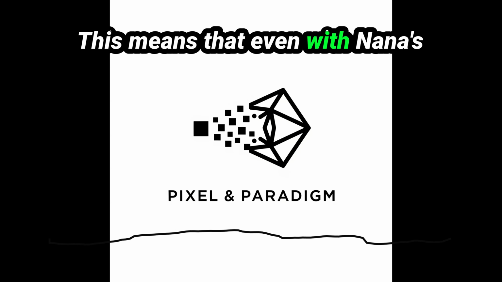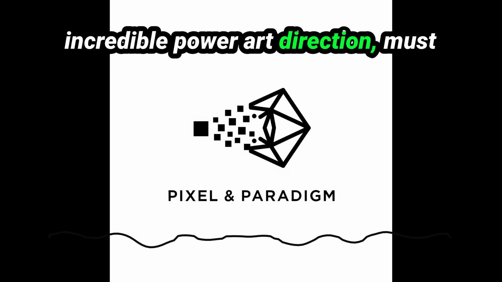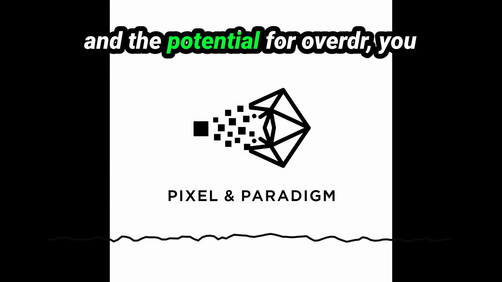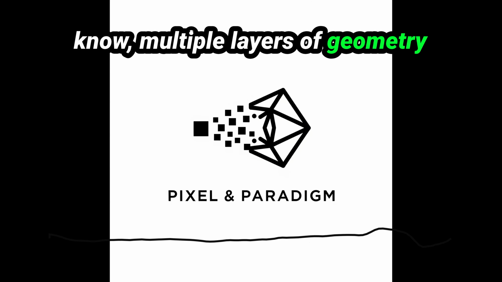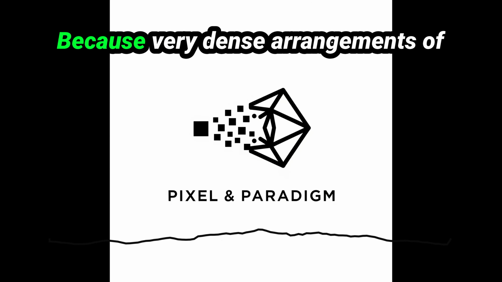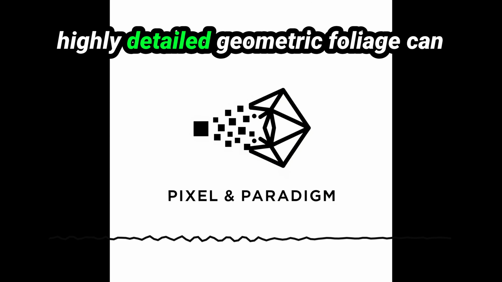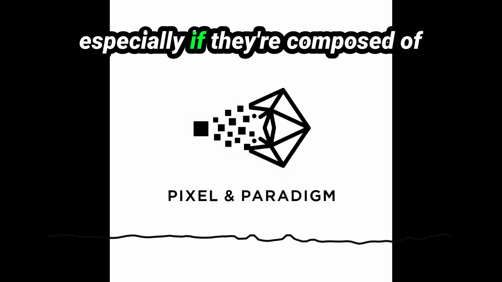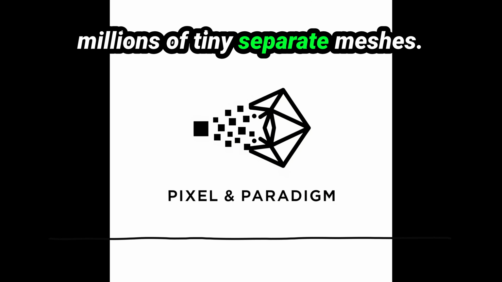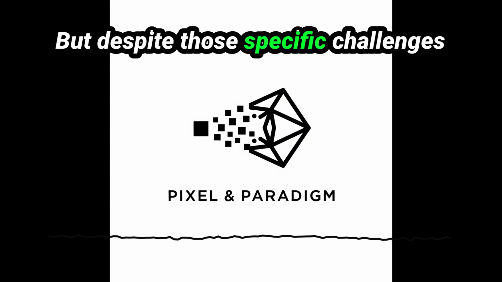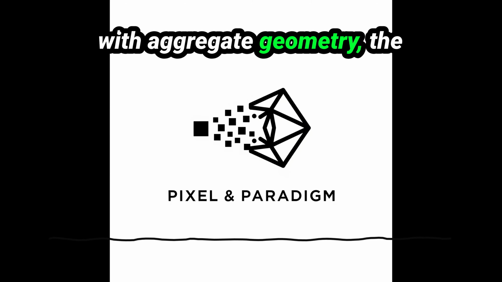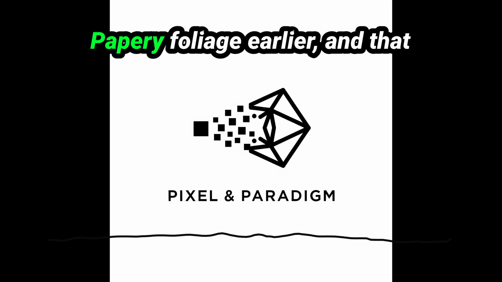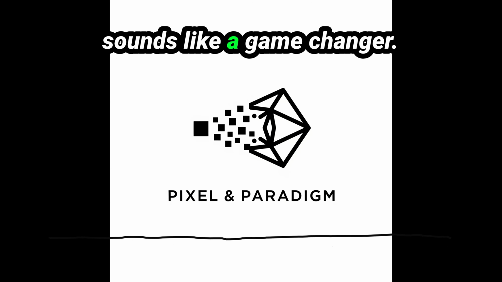This means that even with Nanite's incredible power, art direction must still carefully consider foliage density and the potential for multiple layers of geometry drawing on top of each other, because very dense arrangements of highly detailed geometric foliage can still pose performance challenges, especially if they're composed of millions of tiny separate meshes. Right. But despite those specific challenges with aggregate geometry, the overall visual payoff is huge. You mentioned the end of papery foliage earlier, and that sounds like a game changer.